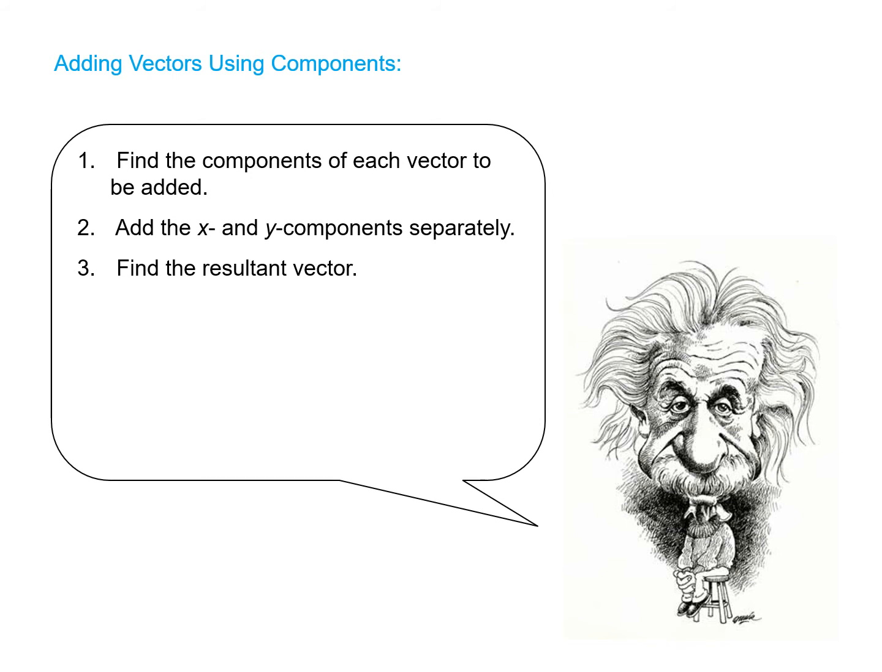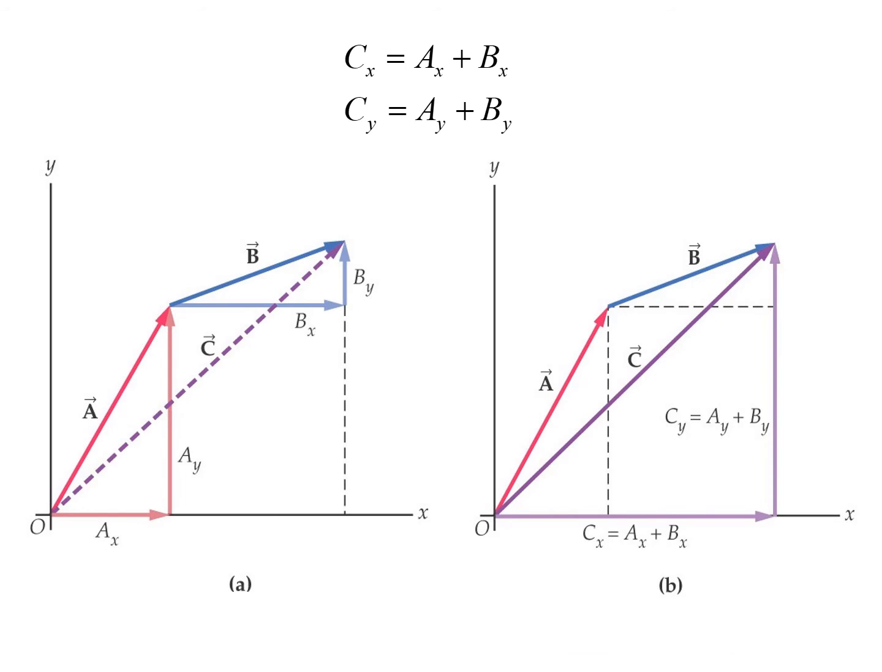As I said earlier, we should know how to add vectors using components. The concept is that we need to find the components of each vector, x and y components separately, then get the resultant vector, and don't forget the angle or direction. So let's look at this problem. If we deal with vector A plus vector B, vector A comes with components AX and AY, and vector B also comes with BX and BY.